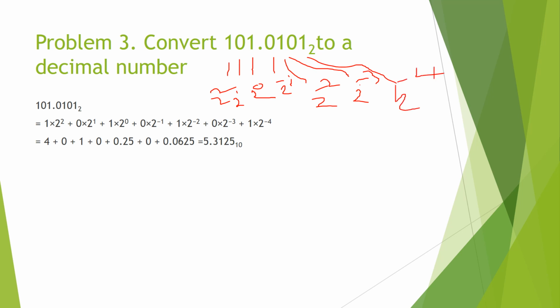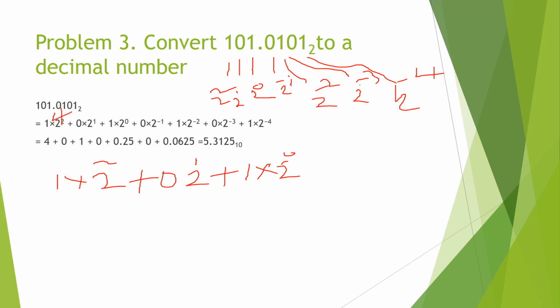So in this case we are going to have the first one, which is 1 times 2 raised to power 2, plus 0 times 2 raised to power 1, then plus 1 times 2 raised to power 0. So when you add these, you get a 4 here.